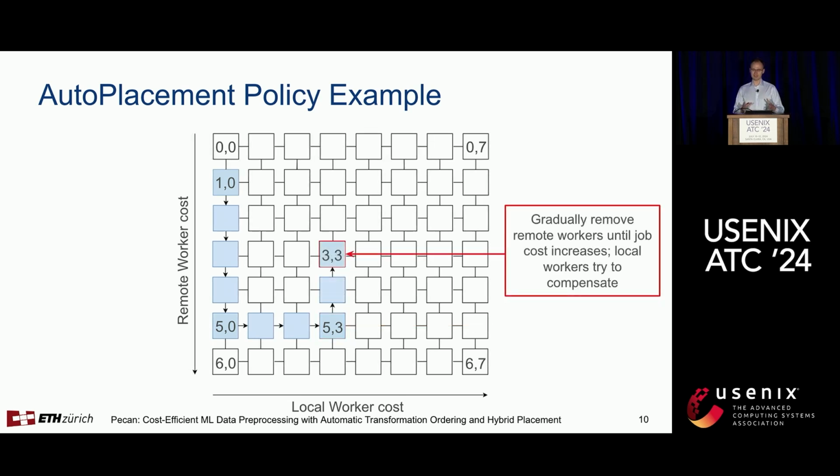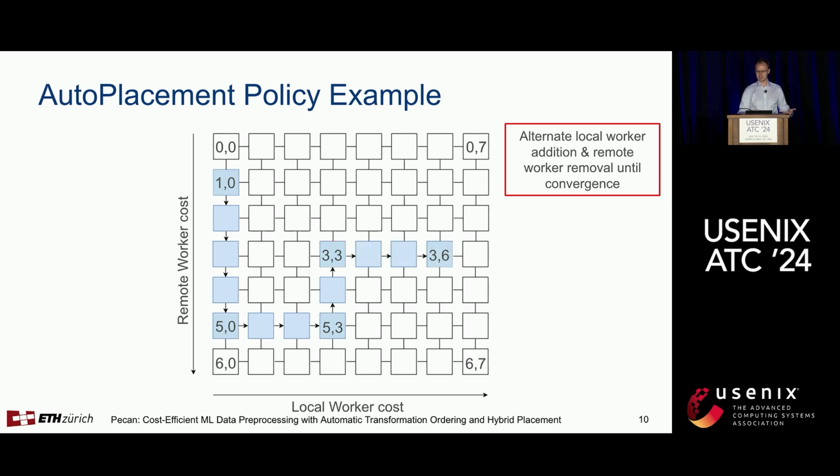So now that we have these 3 remote workers, what we can do is remove some of the remote workers, because we now have this extra workforce that can take over their jobs. And iteratively, we remove remote workers and add local ones until we converge to an optimum.